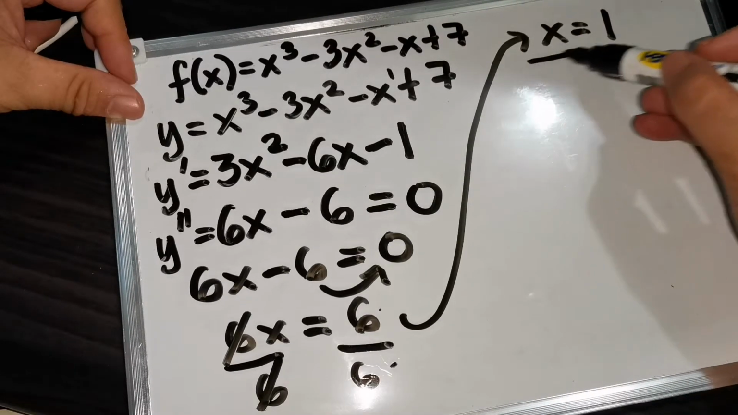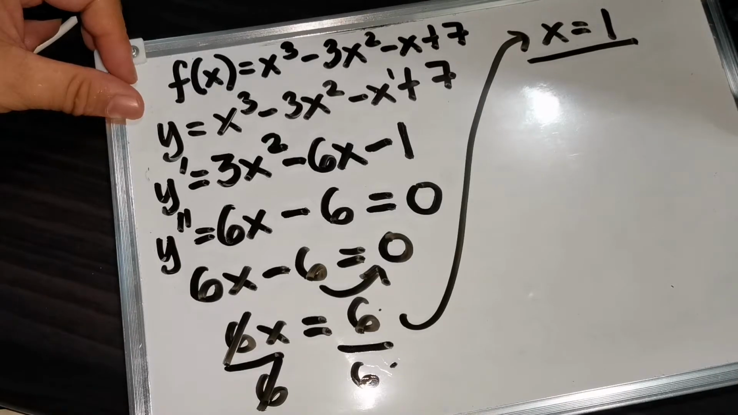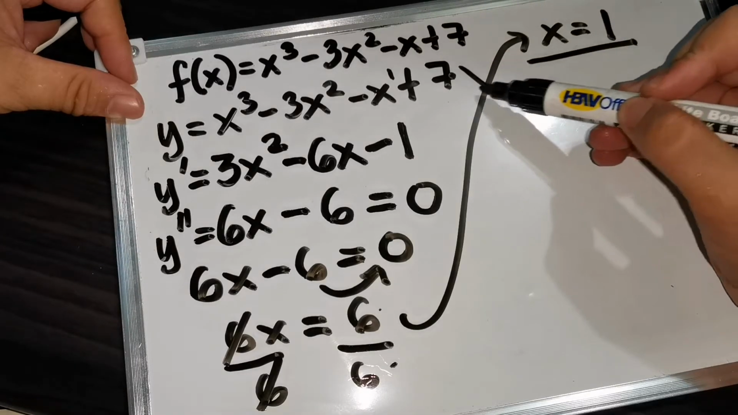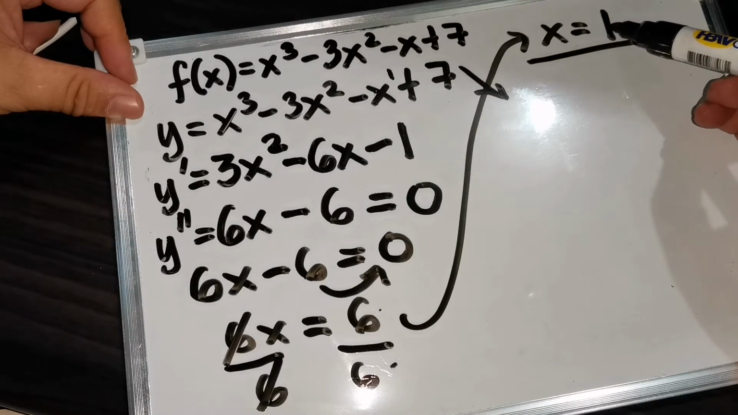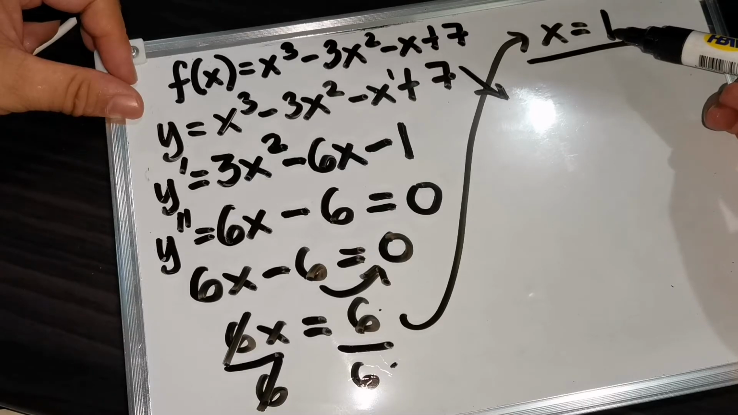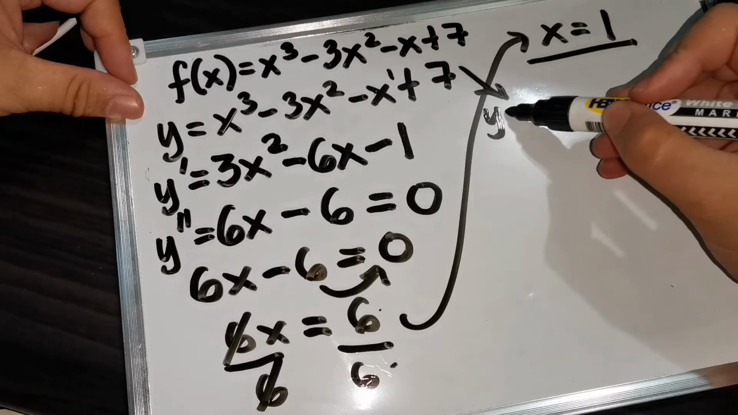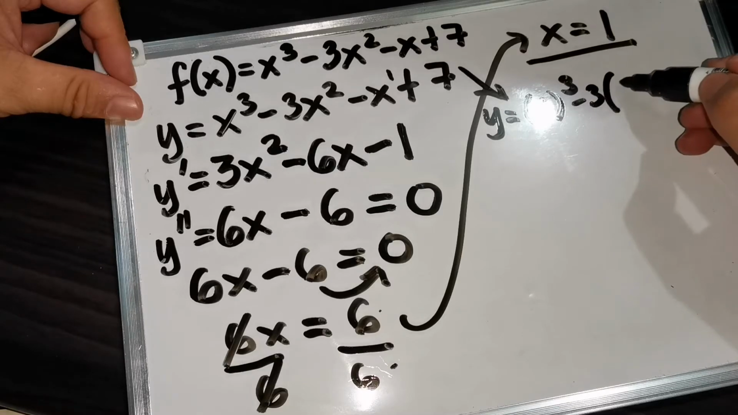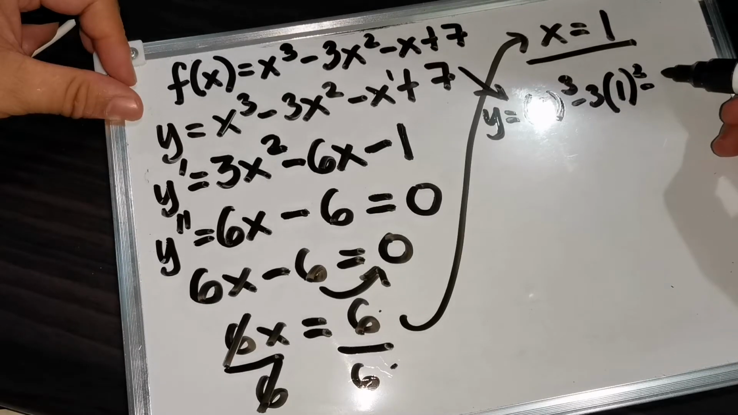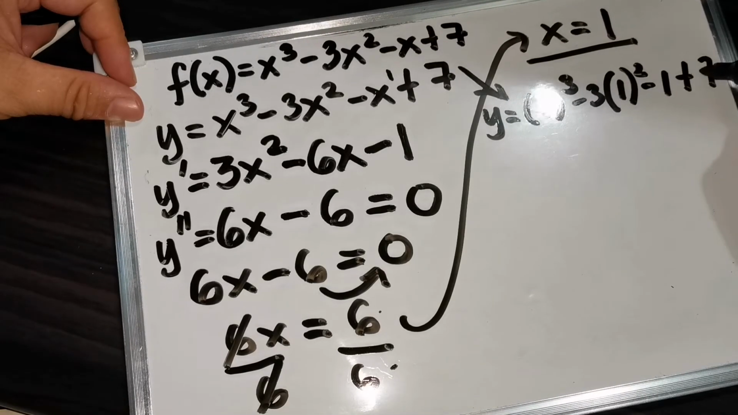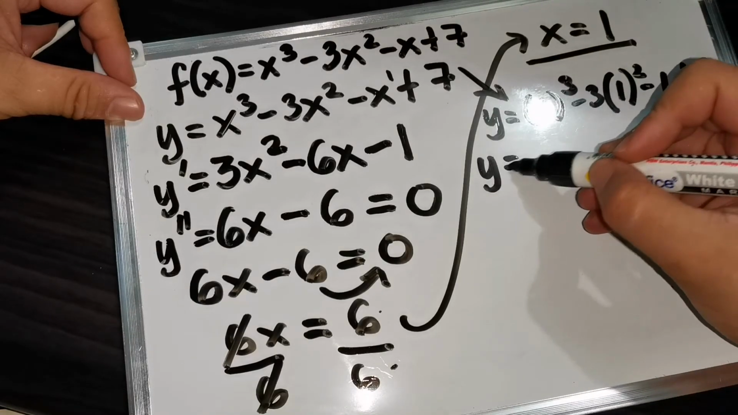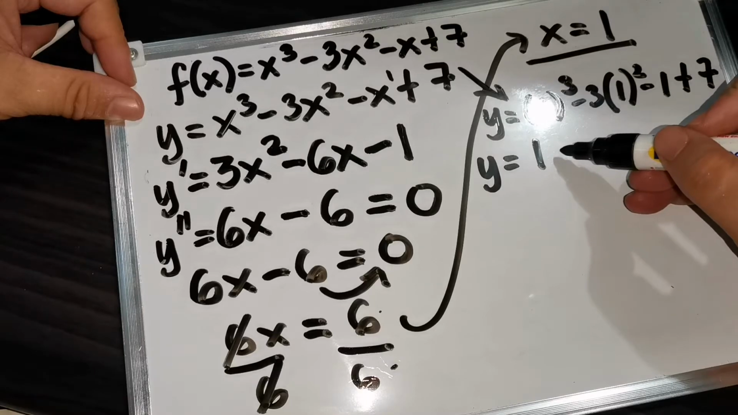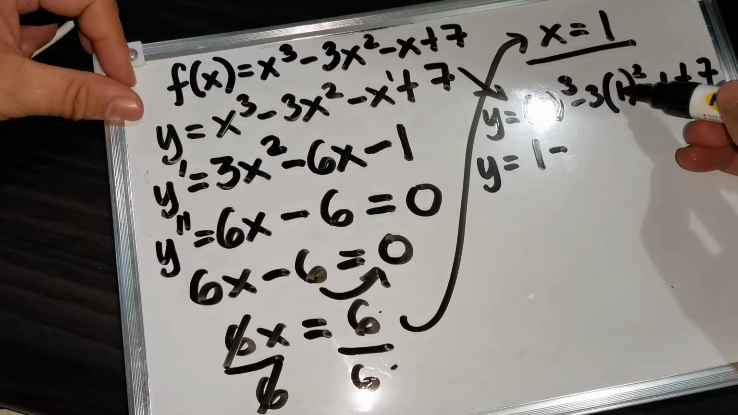So now, there is a computed value for your x. What will be the value of your y? So from your original function here, we just simply substitute the computed value of your x. So your y now is equal to 1 cubed minus 3 times 1 squared minus 1 plus your 7. So let's try to simplify. So your y is equal to 1 minus 1 multiplied by 1.